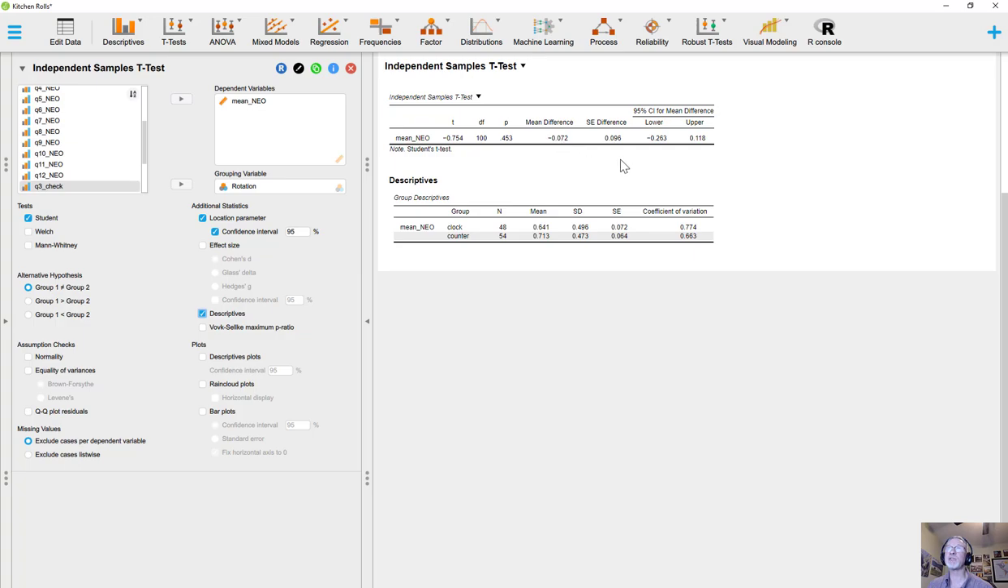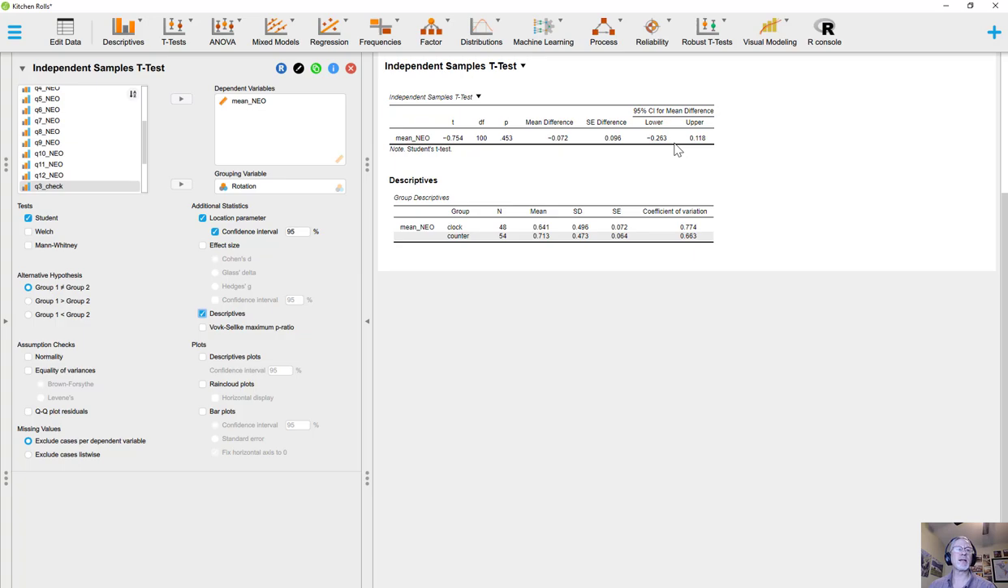That minus 0.072 is in the middle between the lower confidence bound and the upper 95% confidence bound. So it appears that zero is definitely a possibility, so we cannot reject the null hypothesis.